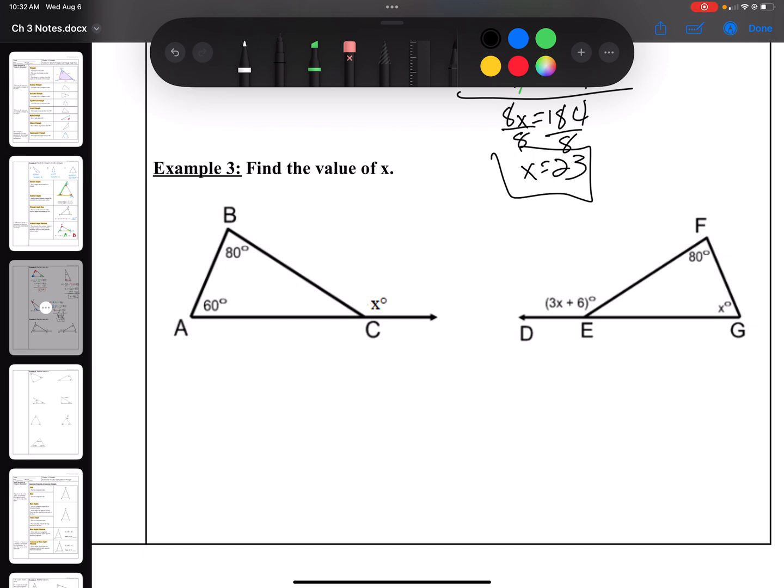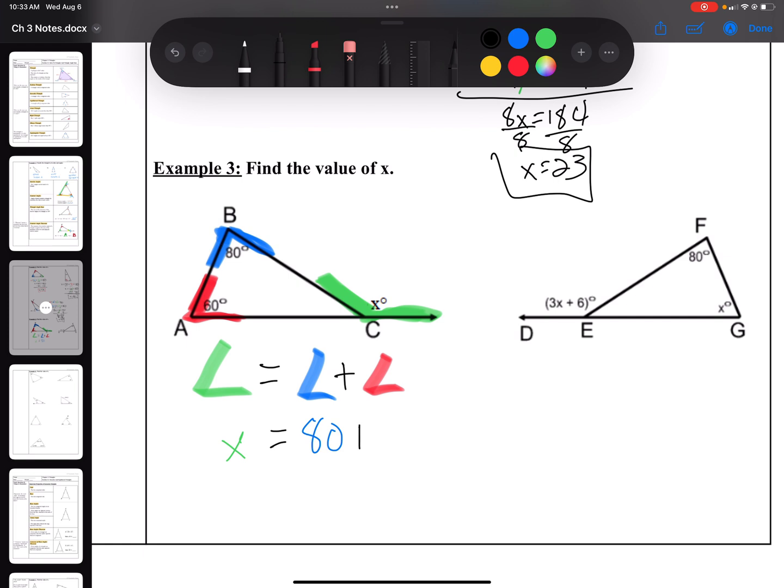Okay, well, we need to figure out where x is. Is it located on the inside or is it located on the outside of this figure? Well, x in this case is an exterior angle in this triangle. I also have an interior angle here and an interior angle here that are non-adjacent angles. Well, the way that an exterior angle works is the exterior angle will always equal the sum of the two non-adjacent interior angles. So x is going to be nothing more than 80 and 60 added together. That's it.